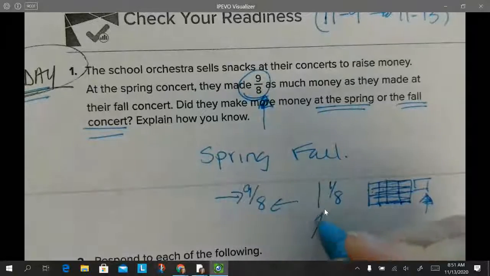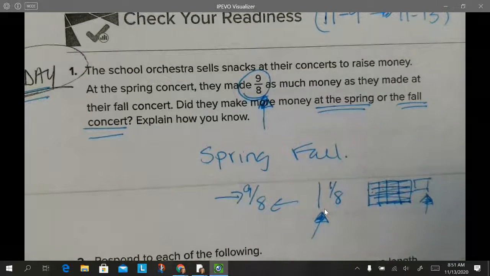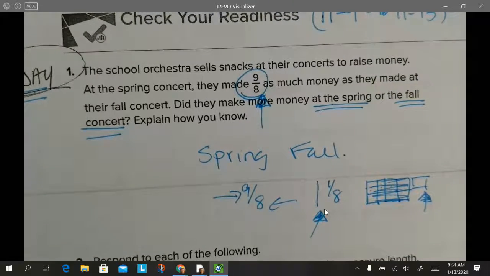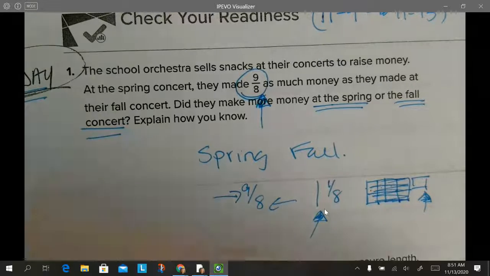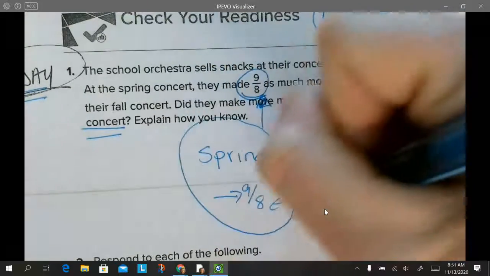And if you made 1 1/8 as much money as they made at the fall concert, okay, what did you make more money on, the spring or on the fall? Spring. Okay.